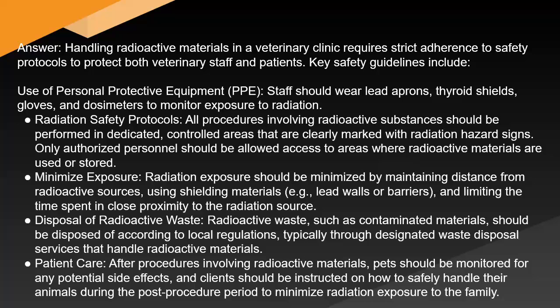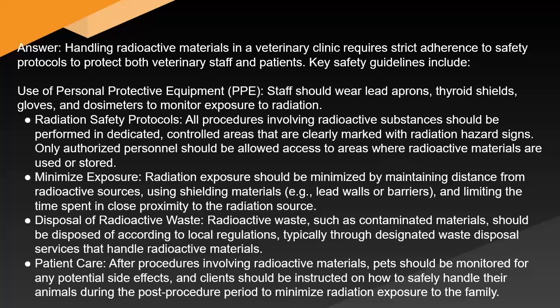Radiation safety protocols. All procedures involving radioactive substances should be performed in dedicated, controlled areas that are clearly marked with radiation hazard signs. Only authorized personnel should be allowed access to areas where radioactive materials are used or stored. Minimize exposure. Radiation exposure should be minimized by maintaining distance from radioactive sources, using shielding materials, e.g., lead walls or barriers, and limiting the time spent in close proximity to the radiation source.